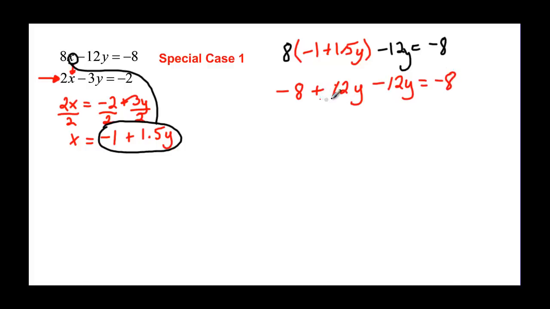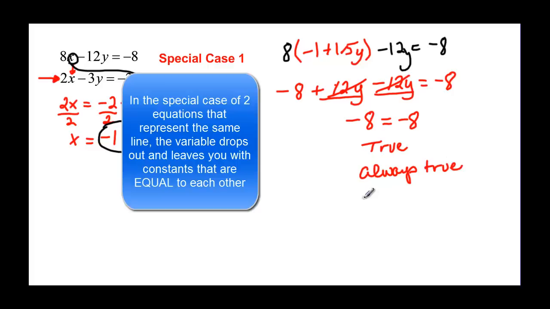Well, these are opposites of each other. My like terms are opposites of each other, so they cancel each other out, and I'm just left with negative 8 equal negative 8. Well, I don't have any variables, but we've done this. We've looked at these kinds of things before. If I have a negative 8 equal to a negative 8, that's a true statement. And if it's a true statement, it means it's always true. And if it's always true, it must mean that I have the same line. Or infinite solutions, if you would rather write it that way.